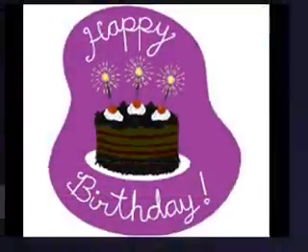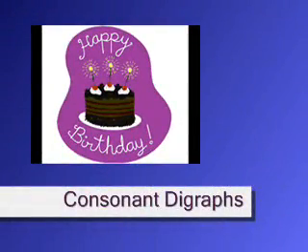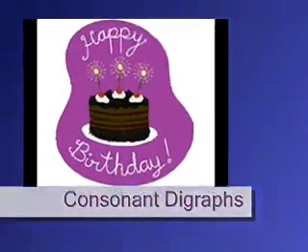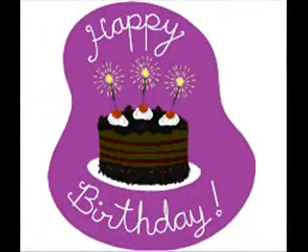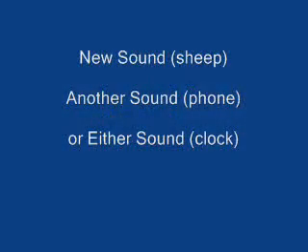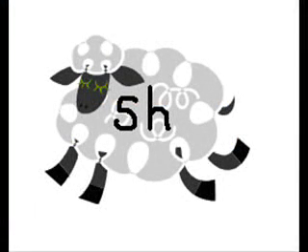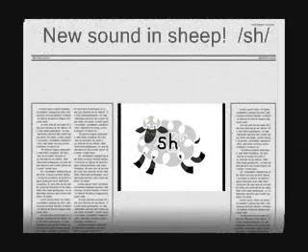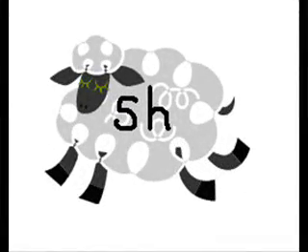Next, we're going to talk about consonant digraphs. A digraph happens when 2 letters come together to make one sound. This can either be a brand new sound, the sound of another letter in the language, or it can make the sound of either one of the letters in the pair. Okay, let's take them one at a time. First, the word sheep. The SH says sh. It is a sound that is not represented by any other letter in the alphabet, so we consider this a new sound.